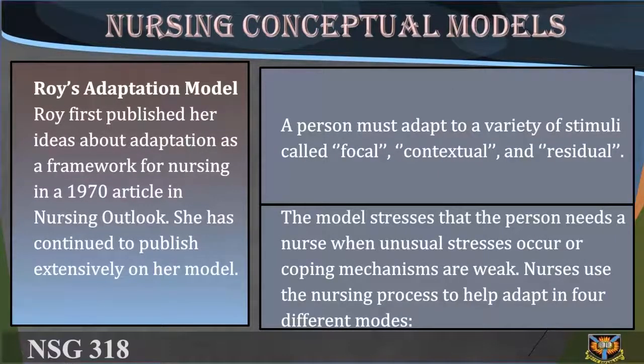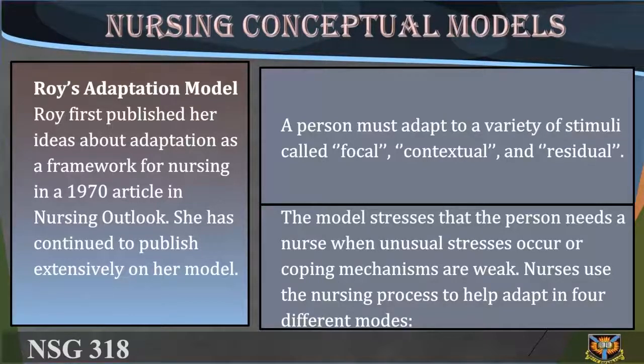Roy's adaptation model. Roy first published her ideas about adaptation as a framework for nursing in a 1970 article in Nursing Outlook. She has continued to publish extensively on her model. The most thorough presentation of her ideas is found in the second edition of her text, Introduction to Nursing: An Adaptation Model, which was published in 1984.